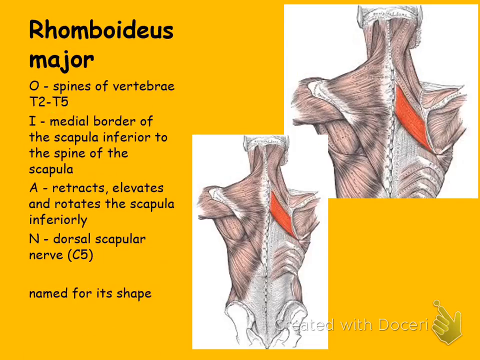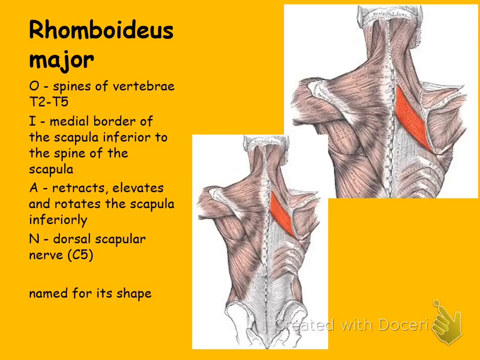Rhomboideus major, there's a major and a minor. And these are named again after their shape. Rhomboid shaped. The origin is the spines of vertebrae T2 through T5, and inserts on the medial border of the scapula. So it's going to rotate the scapulas inward.